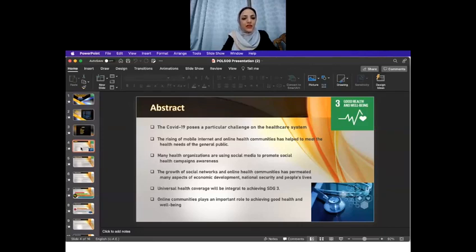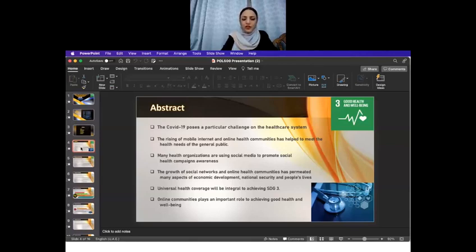The rising of mobile internet and online health communities has helped to meet the health needs of the general public. Many health organizations are using social media to promote social health campaigns and awareness, just as we've seen during COVID-19. WHO, the World Health Organization, did implement a lot of social media platforms to help spread awareness of the danger of COVID-19, how to stay safe and aware of what's going to happen, and how to keep ourselves protected.